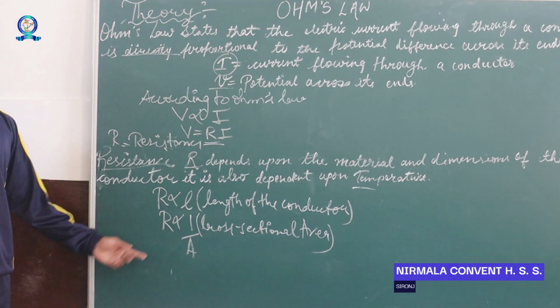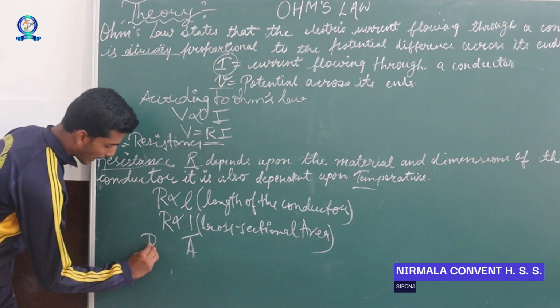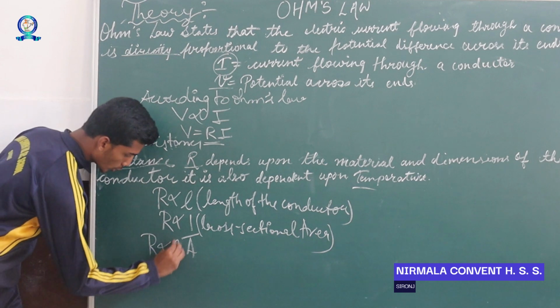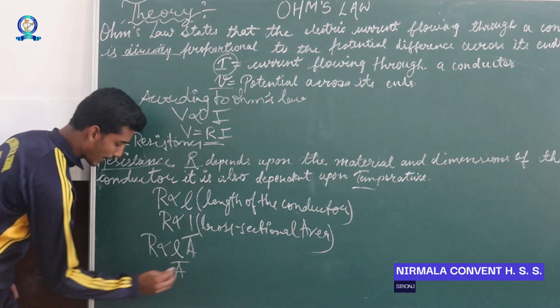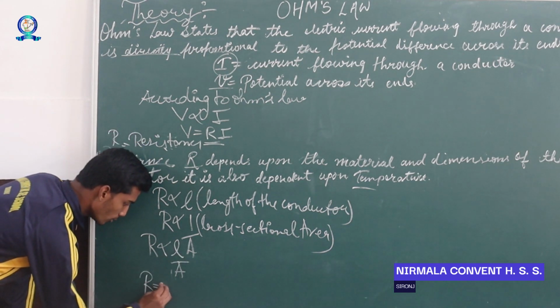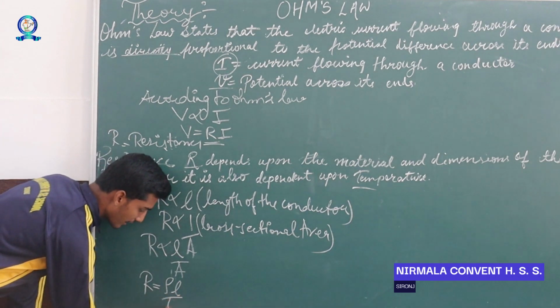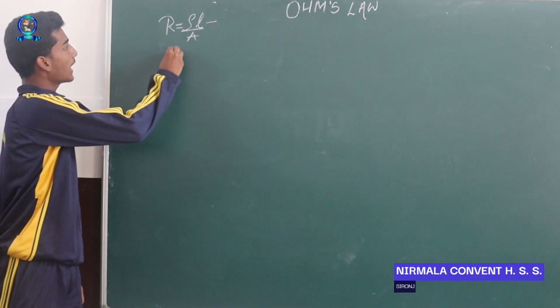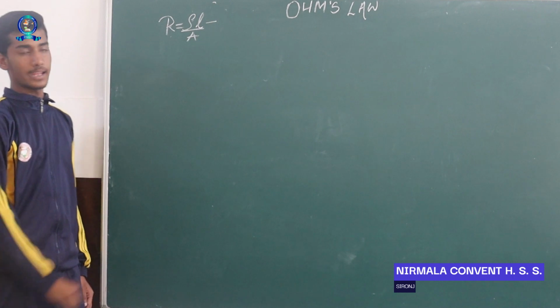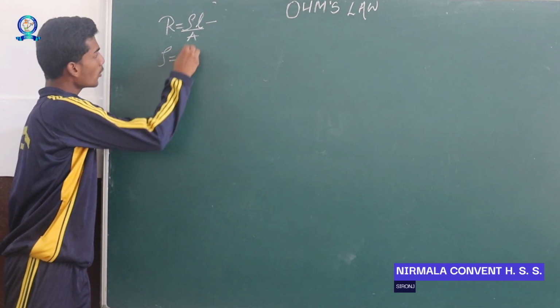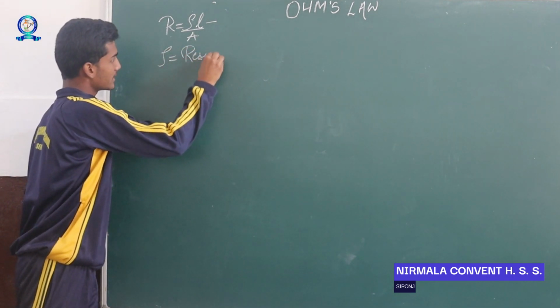If we merge these two equations, we get R is directly proportional to L by A, and R is equal to rho L by A. Here we got R equals rho L by A, where this rho is called the resistivity.